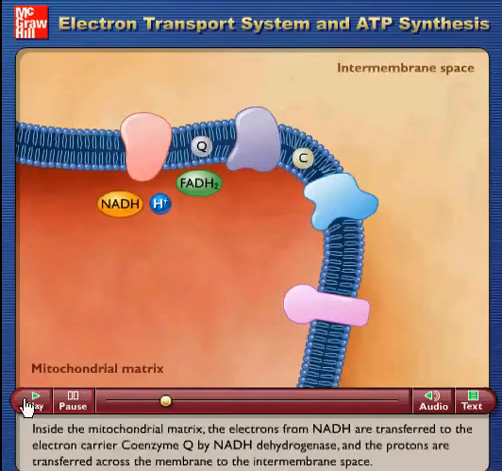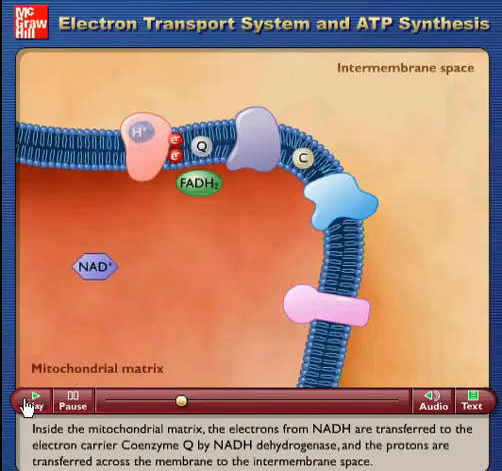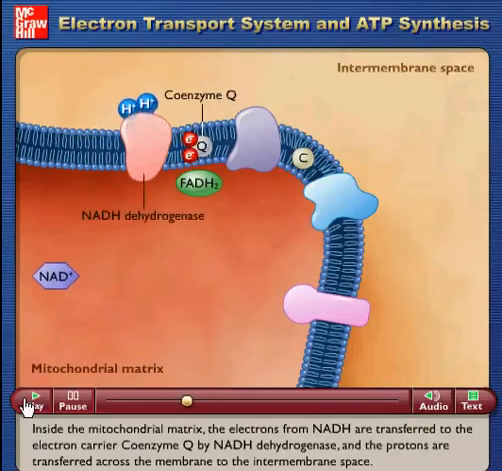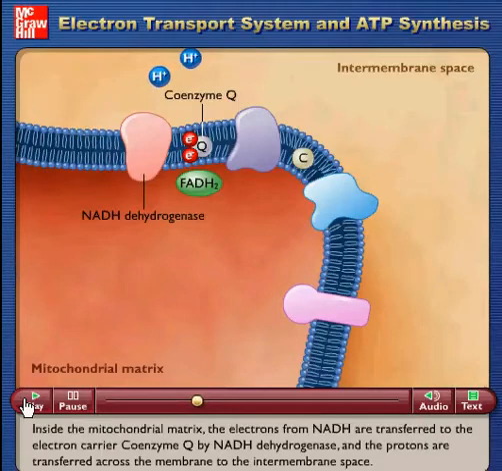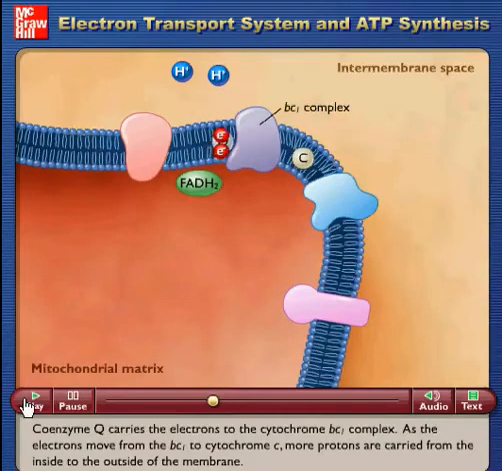FADH2. Inside the mitochondrial matrix, the electrons from NADH are transferred to the electron carrier coenzyme Q by NADH dehydrogenase, and the protons are transferred across the membrane to the intermembrane space. Coenzyme Q carries the electrons to the cytochrome BC1 complex.